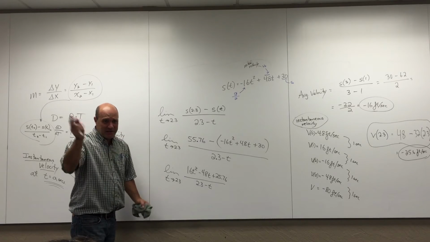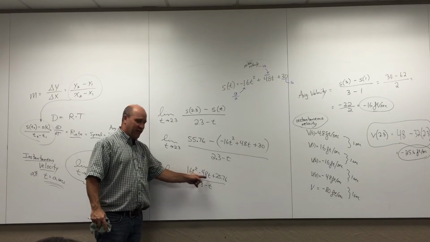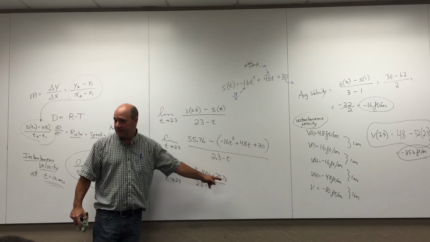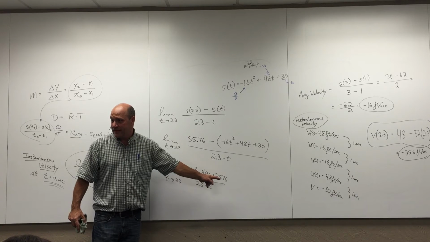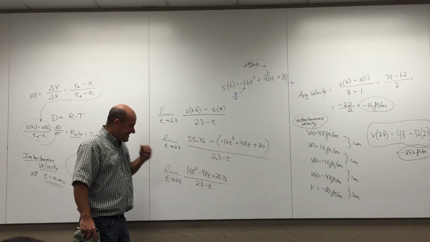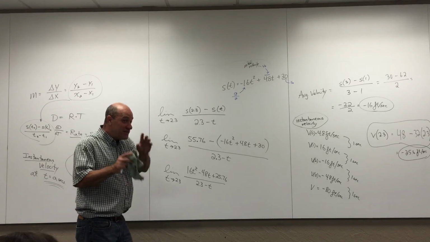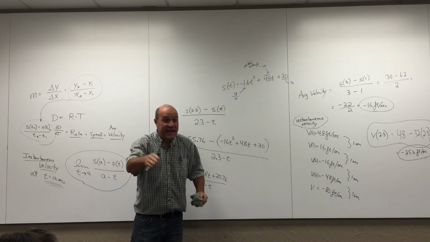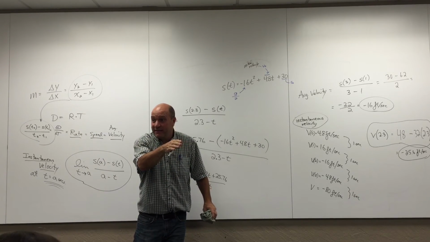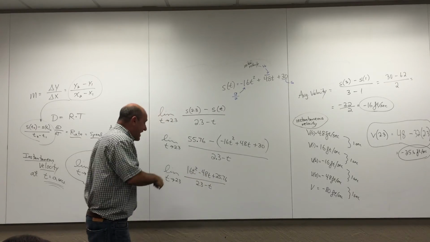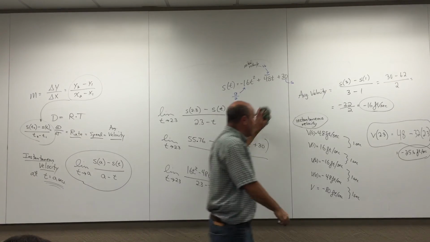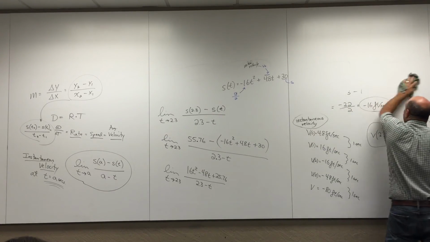But nobody's probably factored 16t squared minus 48t plus 25.76. I mean, you've probably never factored something like that. But usually it would factor, and then the factor would cancel in the denominator, right? So guess what? I kind of got a hint of what the... boy, this is a pretty cool problem.